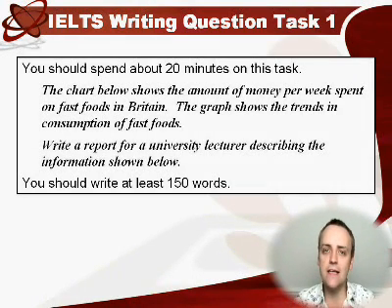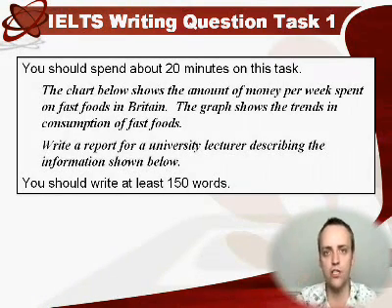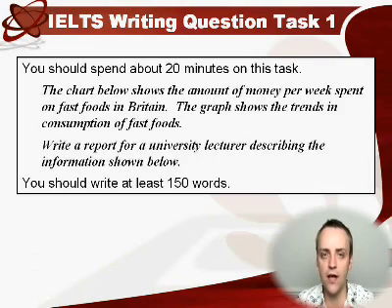And then the second sentence says the graph shows the trends in consumption of fast foods. Basically, trends, as you know, is something changing over time, something developing over time. So we're going to look at how the consumption, the purchase of these fast foods changes over time.